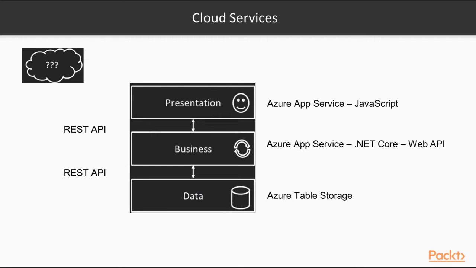So how can we implement this application using the different cloud services? Well, for the presentation layer, we can use Azure App Service and we could deploy JavaScript. For the business layer, for the middle tier, we could also use Azure App Service. This time we'll use .NET Core to implement a REST API so that we can communicate with this layer. And then finally, for the data layer, let's use Azure Table Storage. And again, this can expose a REST API and we'll use that to communicate with the data layer. So we'll have three totally independent layers of this application, and they can all be deployed easily into the cloud.